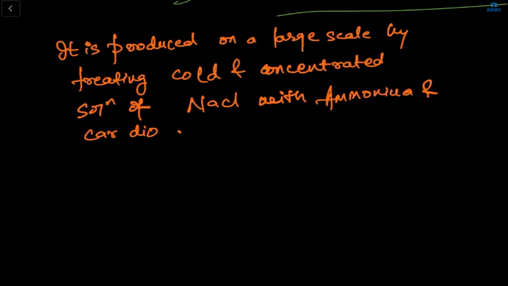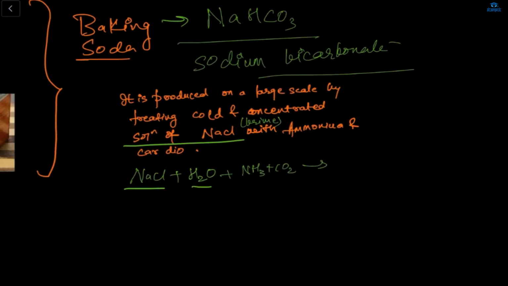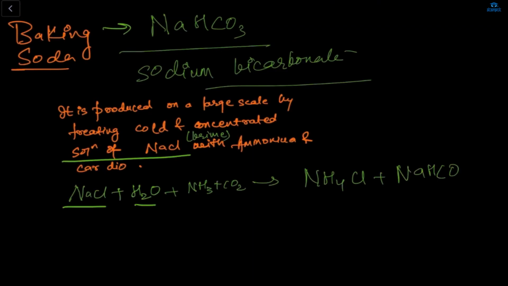Now, what will be the reaction? It is produced on a large scale by treating cold and concentrated solution of NaCl. Obviously NaCl will be there. I'm writing the brine solution. Brine solution also consists of some water. I've told you that brine solution is the combination of two things, NaCl and water. So here NaCl, water, ammonia, and the last one is carbon dioxide. If we mix all these four together, we will get NH4Cl and NaHCO3. This is nothing but baking soda.